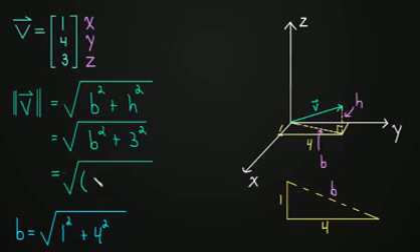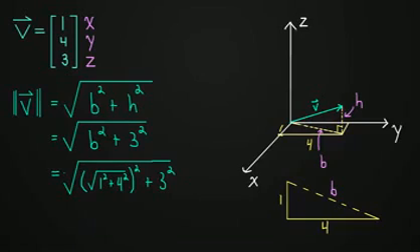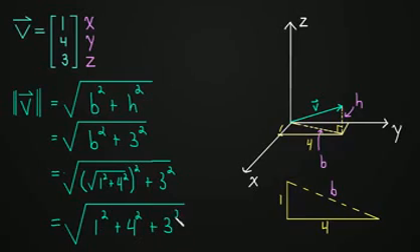So we have B, which is the square root of 1 squared plus 4 squared. And now B is being squared, and then plus 3 squared. Well, something really nice just happened. Look, we have a square root being squared. And so that square root just simply goes away. So this whole thing simplifies to the square root of 1 squared plus 4 squared, because that square root went away, plus 3 squared.